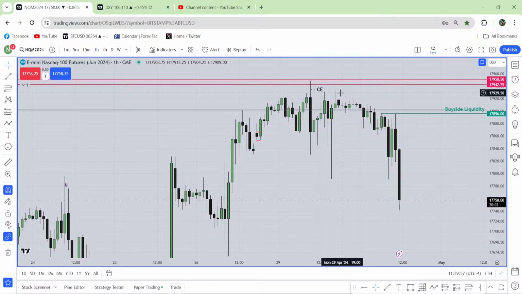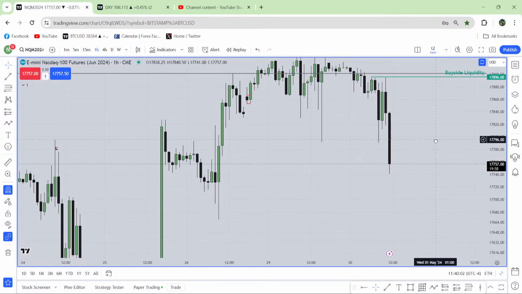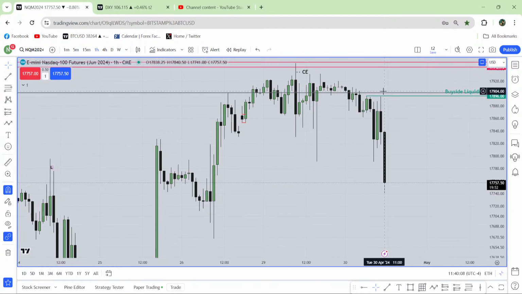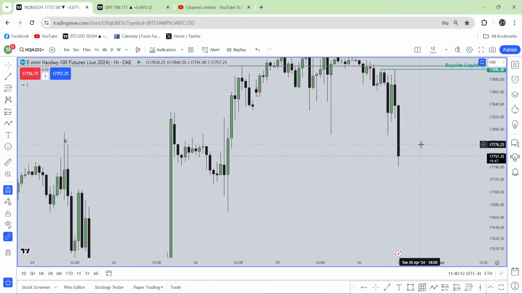I told you beforehand that I have a lot of buy side liquidity. I don't have any sell side liquidity. Now, is the market going to lift those buy side liquidity for FOMC or maybe for NFP? I don't know. I have no idea.